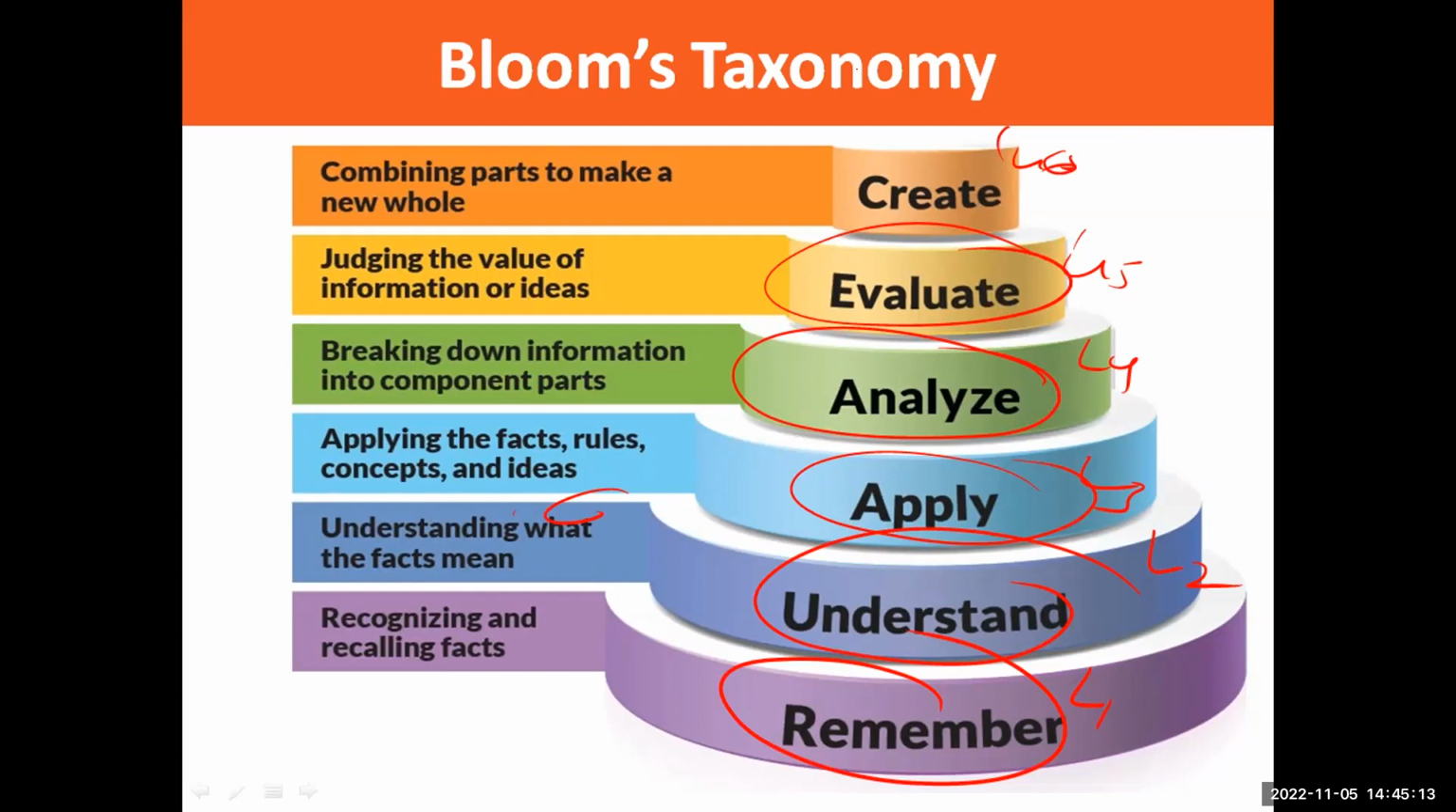Now the kid tries to apply the knowledge, okay, this is what a star is, what I was talking about, right? Okay, so this is what twinkling means. So when he or she starts relating the concept, what he has remembered and what he is able to understand, with the facts, the rules, the concepts and ideas, then this is level number 3 of knowledge.